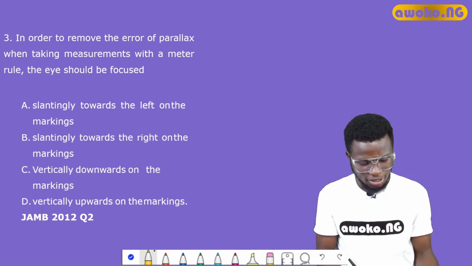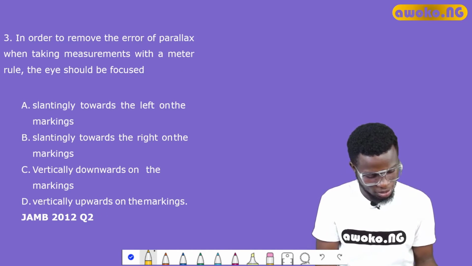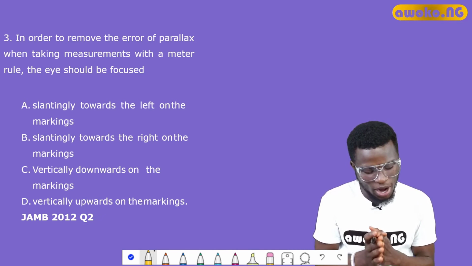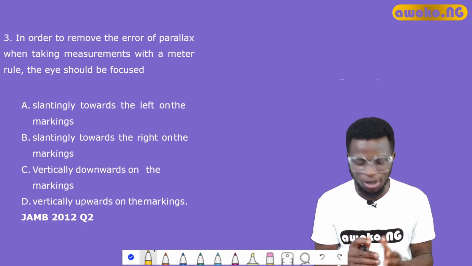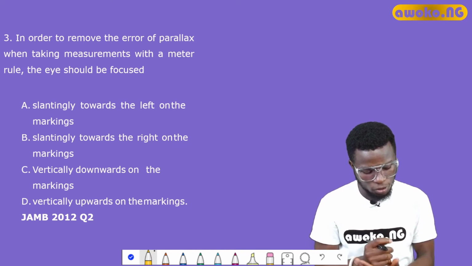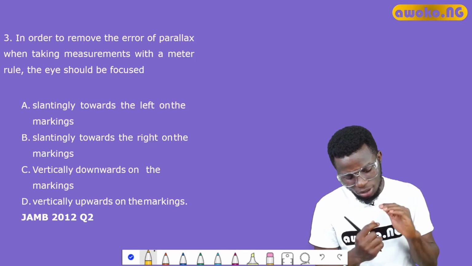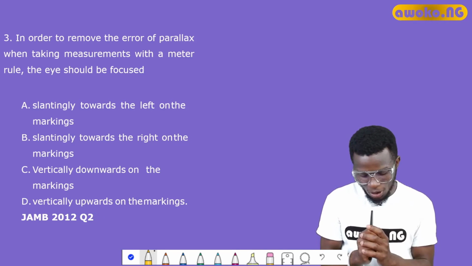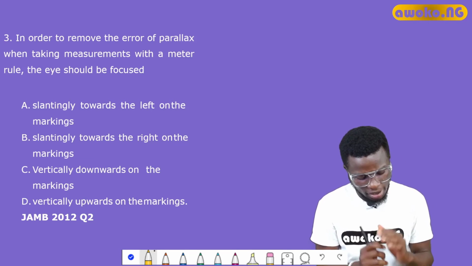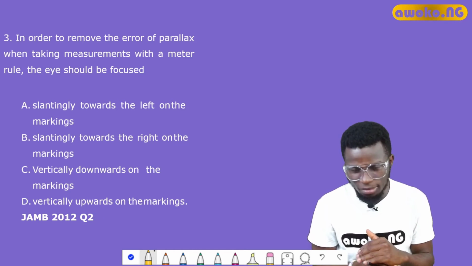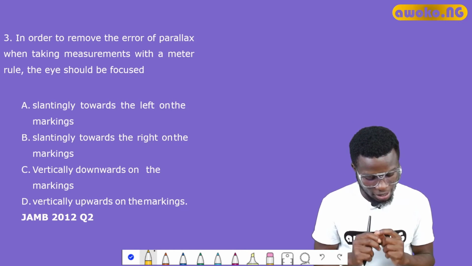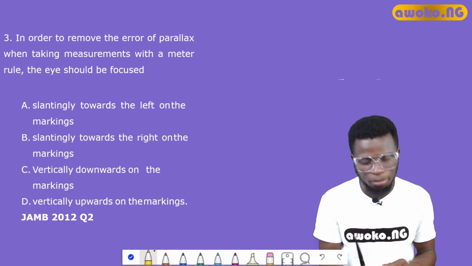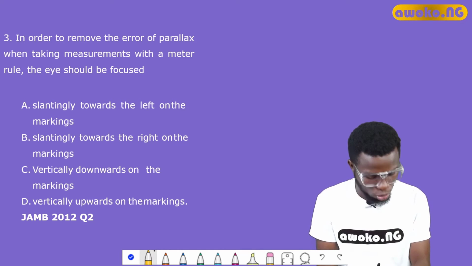Having said that, question 3 over here is, in order to measure the error of parallax while taking measurements with a meter rule, the eye should be focused A, slantingly towards the left of the markings, B, slantingly towards the right of the markings, C, vertically downwards on the markings, and D, vertically upwards on the markings, just as we have seen in JAMB 2012 question 2.